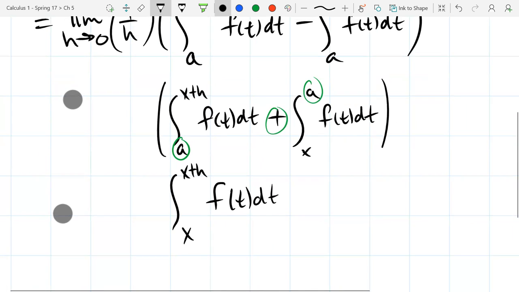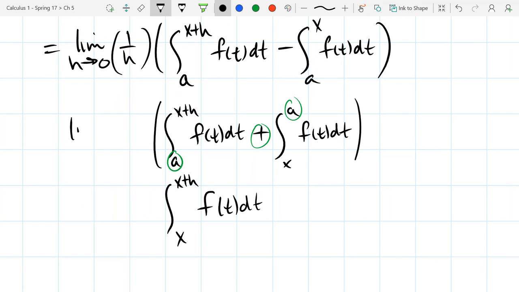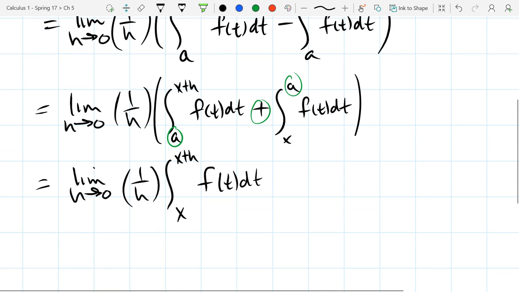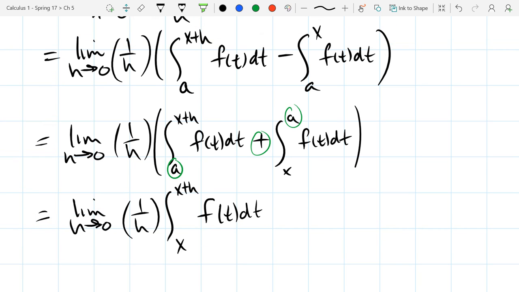And I somewhere forgot my limit. That's kind of important. So the limit as h goes to 0, 1 over h. Well, that looks a bit better. So unfortunately, this is where our calculus rules run out. There's no other rule to make this look more simple. So here's where we're going to have to use some geometry.